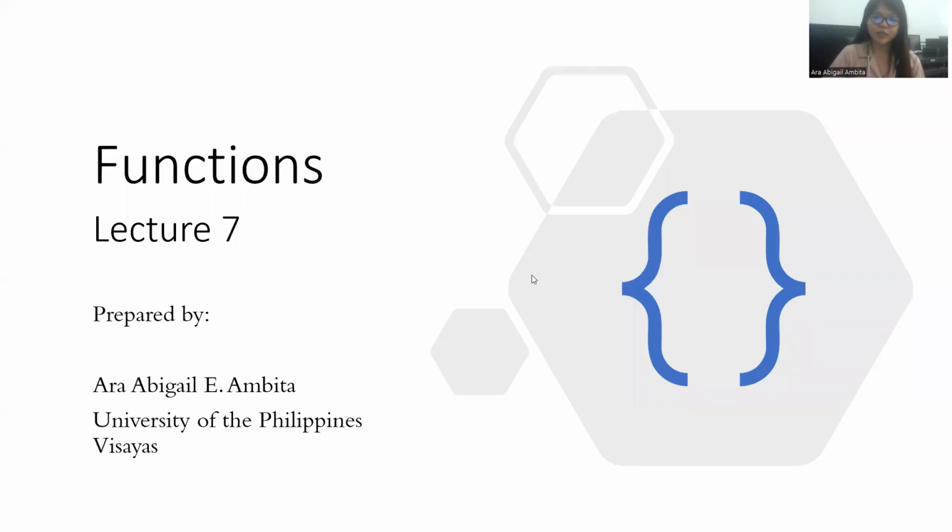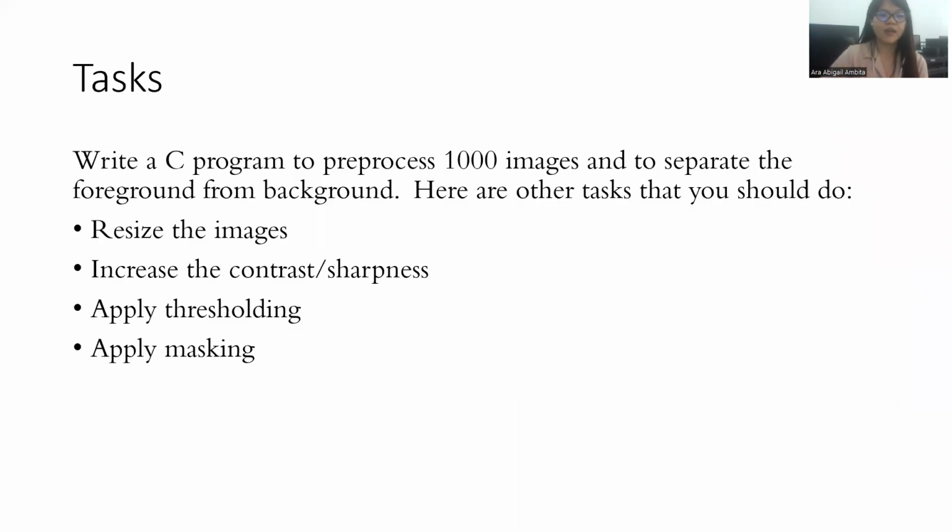For today's video, we will be discussing functions. First, let's have a scenario. Let's say you are working for a computer vision company, and your supervisors have tasked you to write a C program to pre-process 1,000 images and to separate the foreground from the background. It's what you also call background segmentation.